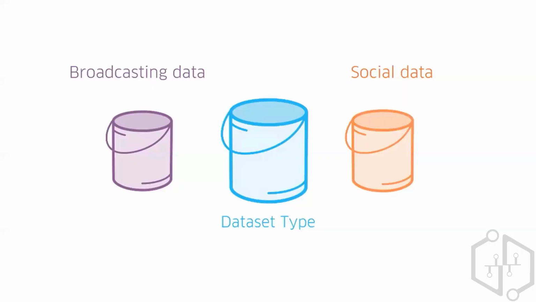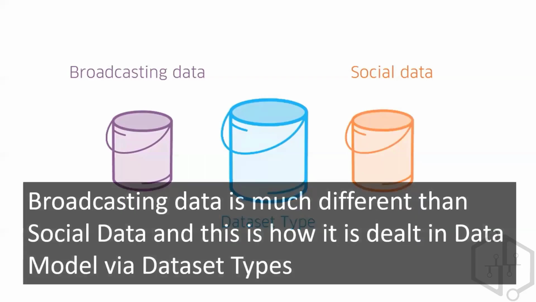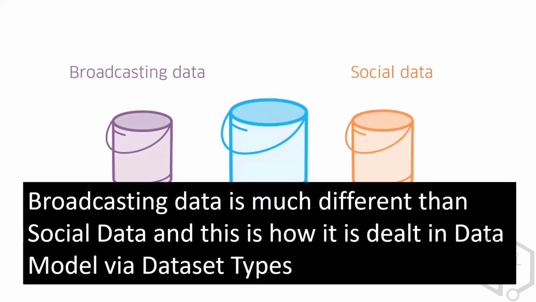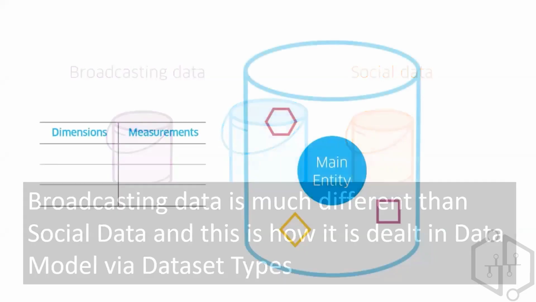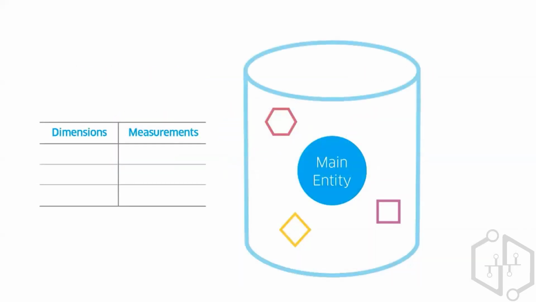Now, dataset types. What are dataset types? We have broadcasting data, social data, search data, conversion data, web analytics data, planned data, and programmatic data. We have various data types, right? One is considered social, one search, one offline, one sales. So broadcasting data is much different than social data, and search data is different from social data as well. They are different from one another.